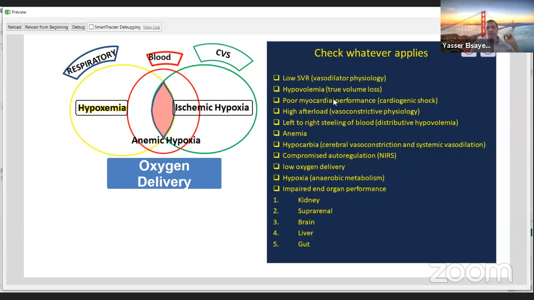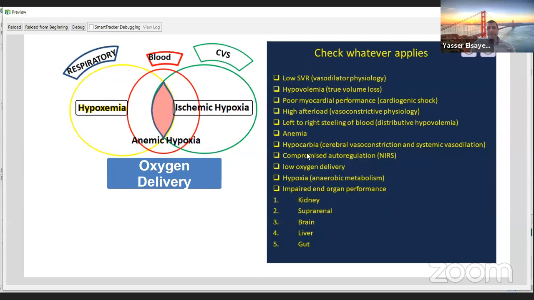The second one is hypovolemia, when you have low volume, and the low volume can be intravascular, a loss of volume from the intravascular compartment to the extravascular compartment, or can be a loss of volume outside the body, like hemorrhage. Poor myocardial performance or cardiogenic shock, and there can be a high afterload, which means that you have vasoconstriction or increased resistance and the heart cannot contract against that high resistance. You may have a left-right shunt, which is distributive hypovolemia. So the blood volume all over the body is normal as a volume, but the distribution is abnormal. For example, left-right PDA or AV malformation.